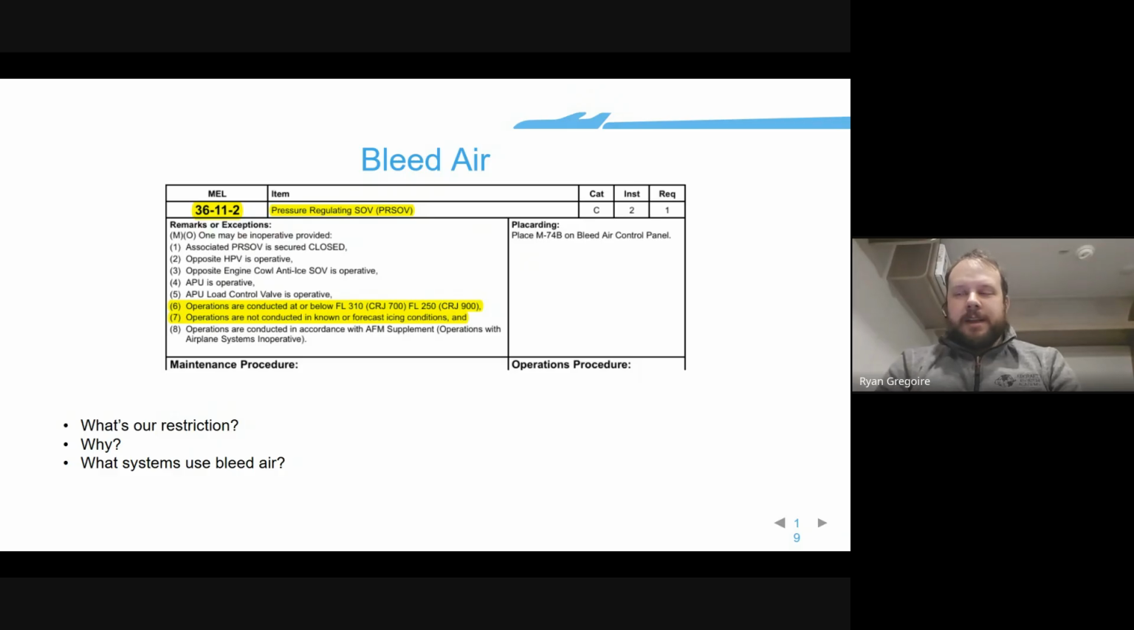So, once again, if there is an issue with the bleed air system, that would reduce the efficacy of our anti-ice protection. Therefore, we do not want to operate into icing conditions if we cannot guarantee 100% performance of the anti-icing systems. Questions about that bleed air MEL or any of its related restrictions?